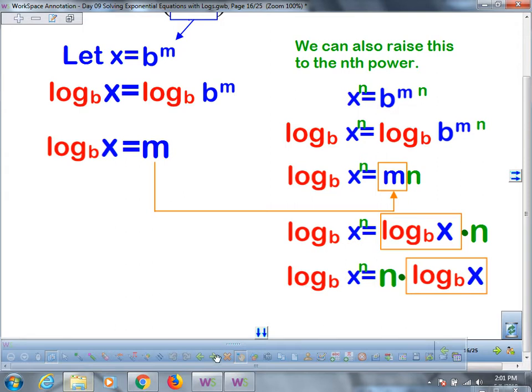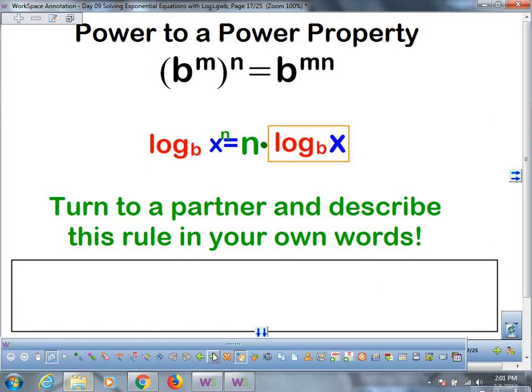I'm going to show you right now. So let's go ahead and use it. Can you describe to your partner what this rule is? What did you guys come up with? Anybody want to share? What's the rule? Make it up in your own words. What do you want the rule to be? Nobody wants to share.